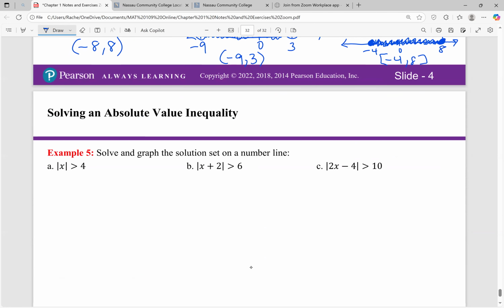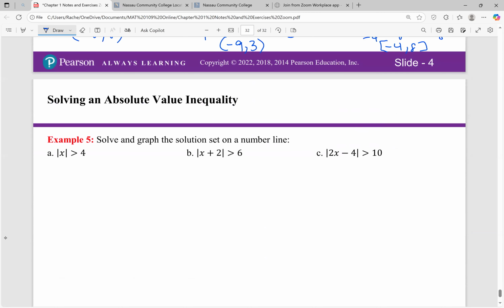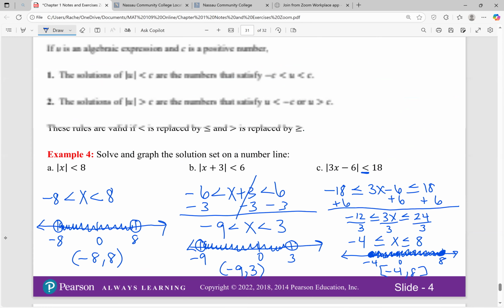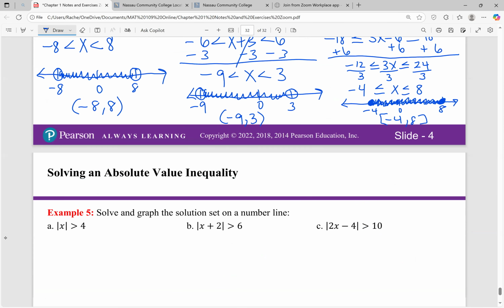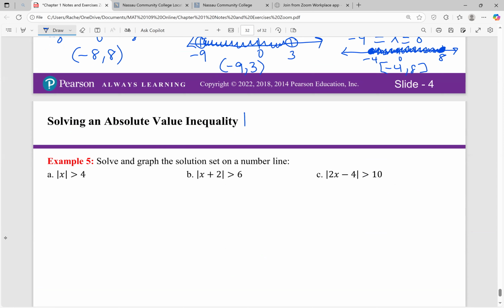So let's look at example 5a. And you know what? Just so I don't have to keep scrolling back and forth up here, let's just write this rule right here. So if we want to solve u, where the absolute value of u is greater than c, then my solution is going to be that u is less than negative c or u is greater than c.